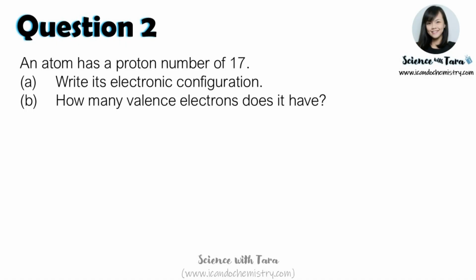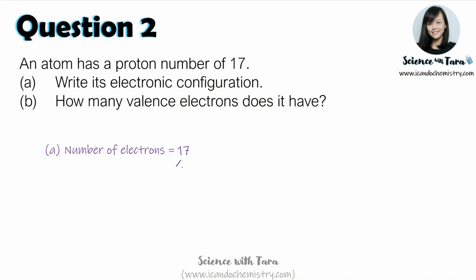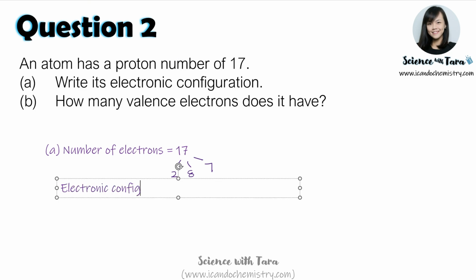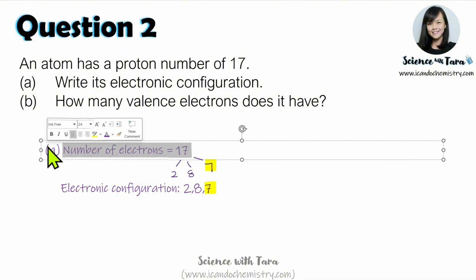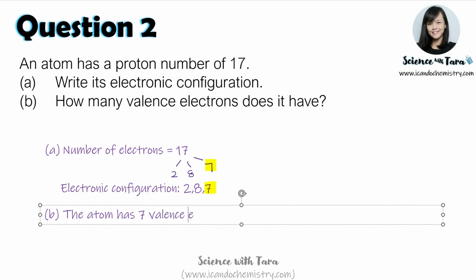Question 2. An atom has a proton number of 17. We are to write its electronic configuration and determine how many valence electrons it has. Now, first shell takes in a maximum of 2. Second shell takes in a maximum of 8. Hence, we'll work it out. The electronic configuration will be 2, 8, 7. Valence electrons are the electrons in the outermost shell. Hence, for this atom, there are 7 valence electrons.